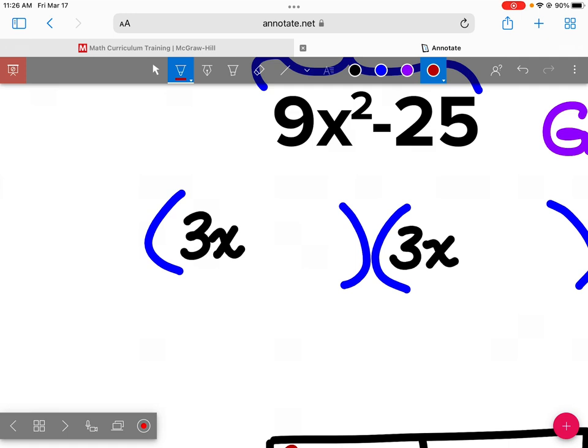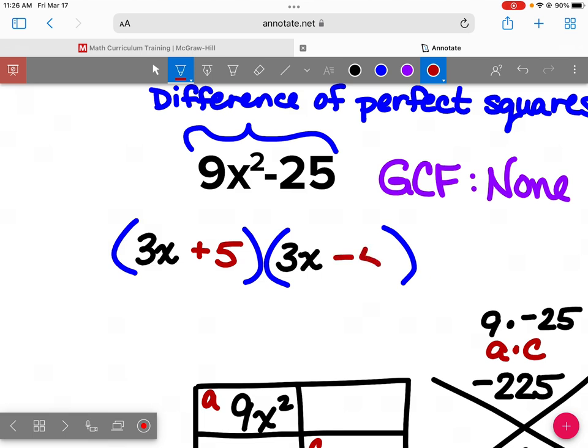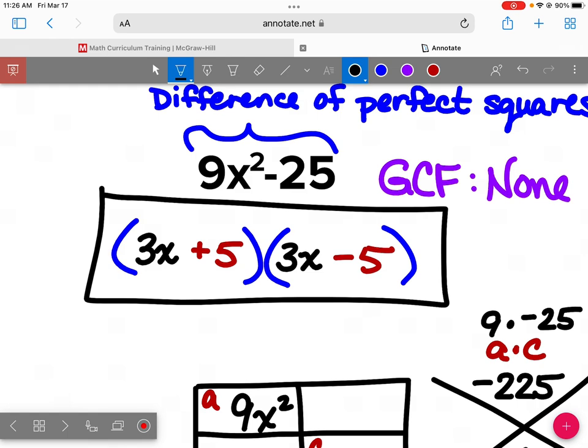Negative 25. These numbers have to be the same, but I want it to multiply to negative 25. Yep, 5 and negative 5. The number itself has to be the same, 5 and 5. One of them has to be positive, one of them has to be negative. So positive 5 and negative 5. There's my factored form here.